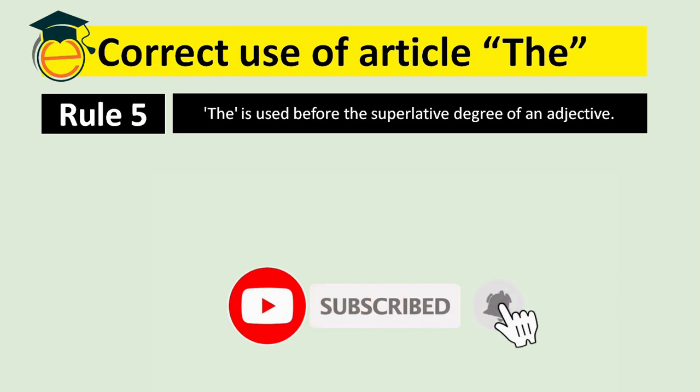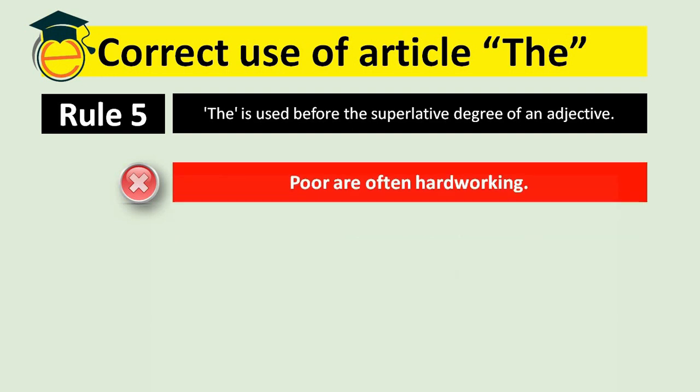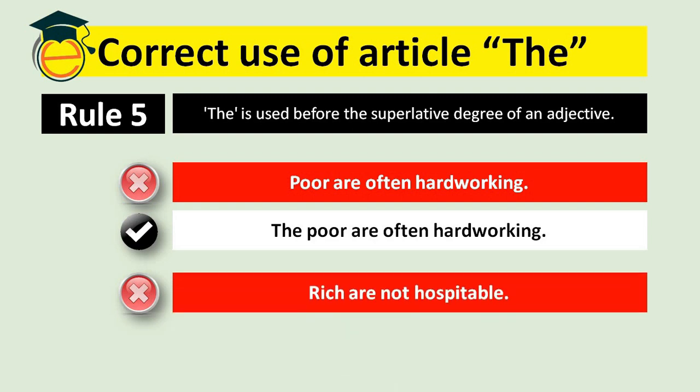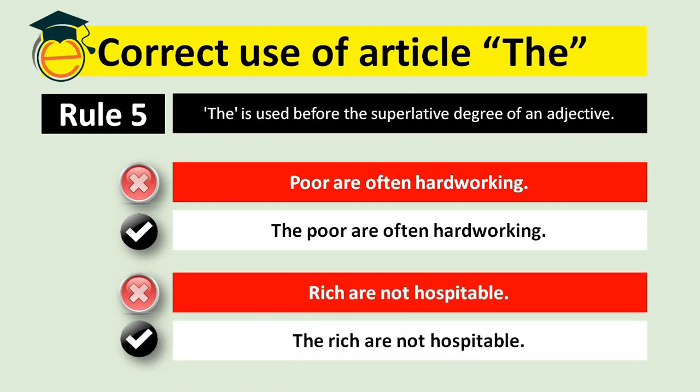Rule number 5. "The" is used before the superlative degree of an adjective. For example, "Poor are often hardworking." "The poor are often hardworking", because we are talking about the poor of the whole world, not a single poor person. We are talking about the whole community. "Rich are not hospitable." "The rich are not hospitable", because we are not talking about a single person or two or three persons. We are talking about the whole community, so we have to put "the" before it.